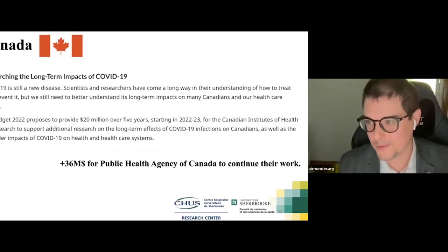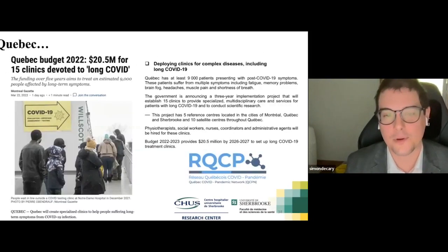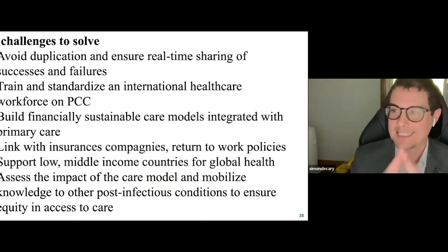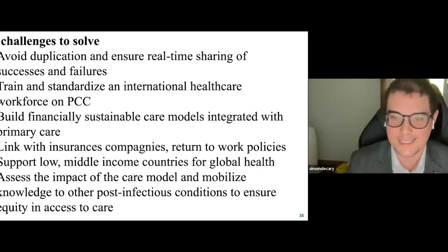And of course, Canada, we're going to do our part. And in Quebec, we're going to have a 20.5 million investment in 15 clinics for long COVID, which will allow us to participate in the research effort. So that's the overall view of what is happening.